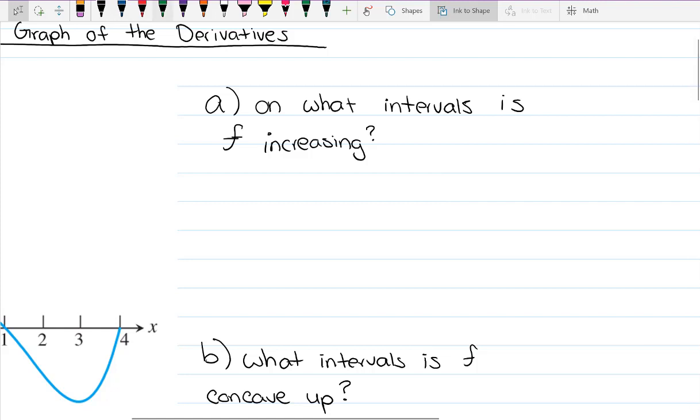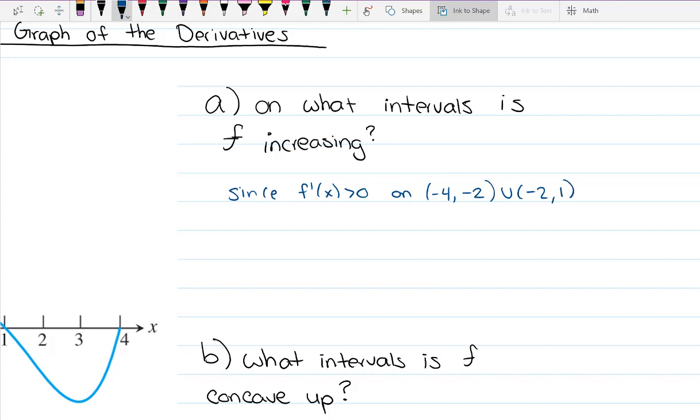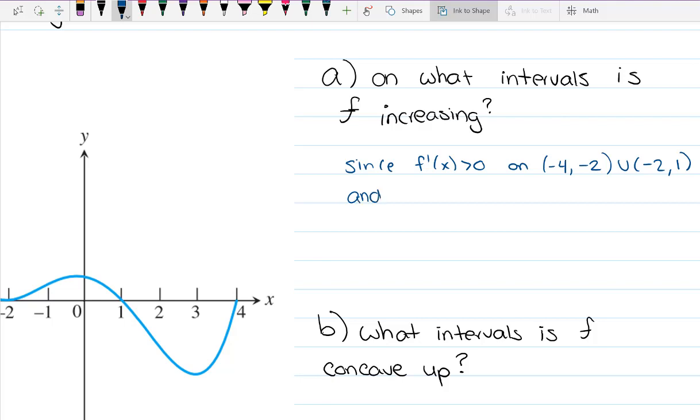Well, since f prime of x is greater than 0 on the interval -4 comma -2 and -2 comma 1, it's increasing. And since f prime of x is equal to 0 at x equals -2, we have that f is increasing on the interval -4 comma 1.